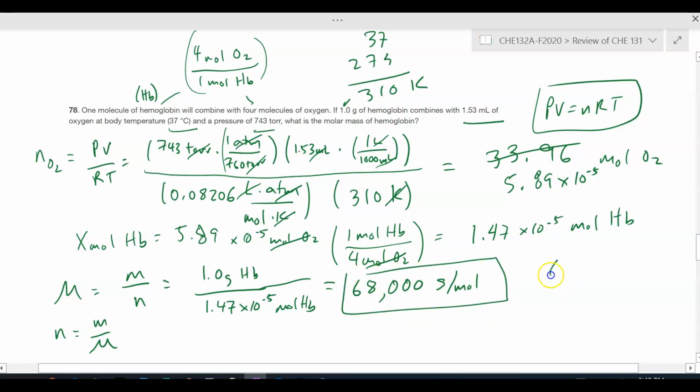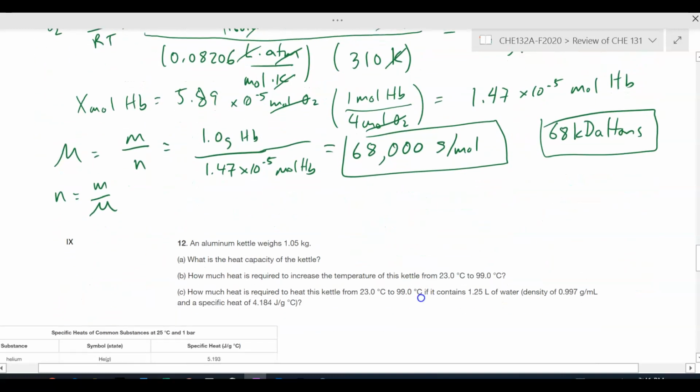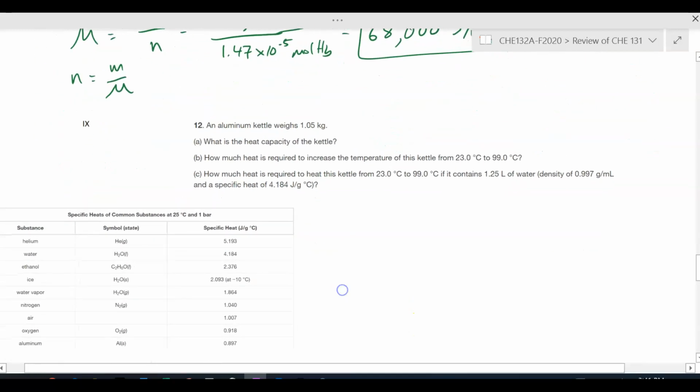Biochemists would call this 68 kilodaltons, where the dalton is the 1 gram per mole basically, and so 68 kilodalton protein, which is a pretty reasonable answer for hemoglobin there. So kind of a cool question there. All right, just a couple more to go. I know it's going on long, but just a couple more to go.